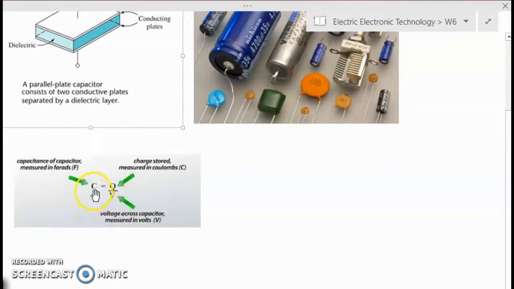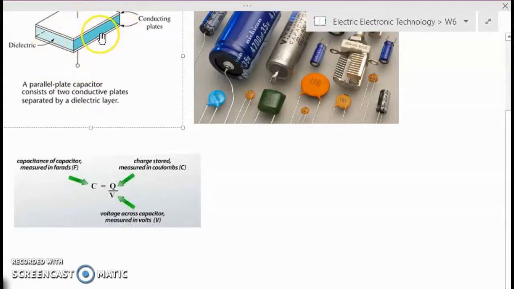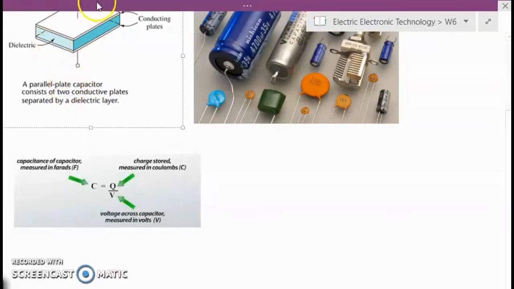The value of capacitance depends on multiple things. For example, it can depend on the geometry of the capacitor. It can depend on the material of your plates and your dielectric. It can depend, of course, on various geometrical parameters such as the distance between the plates, the size of the plates, and so on and so forth. Right. So now we're going to look at the basic principle of operation of a capacitor.